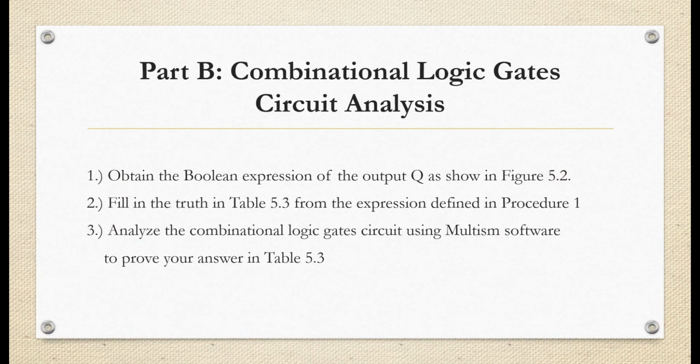Okay, next for part B, which is combinational logic gates circuit analysis. For the procedure, first we obtain the Boolean expression of output Q as shown in figure 5.2. Next, we fill in table 5.3 from the expression defined in the first procedure. And the last one, we analyze the combinational logic gates using Multisim software to prove our answer in table 5.3.